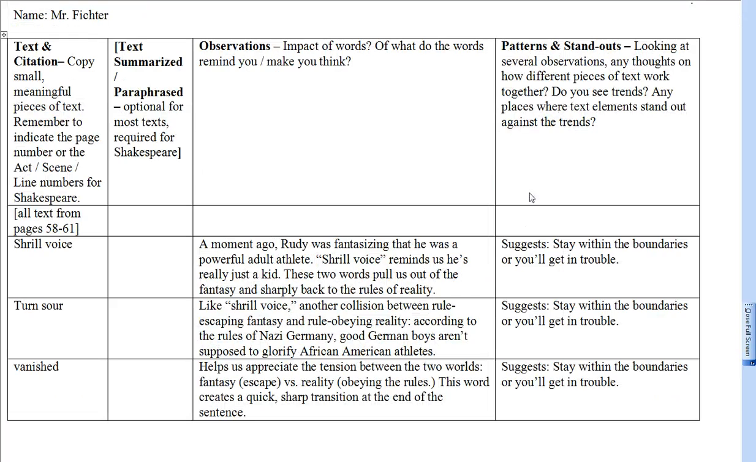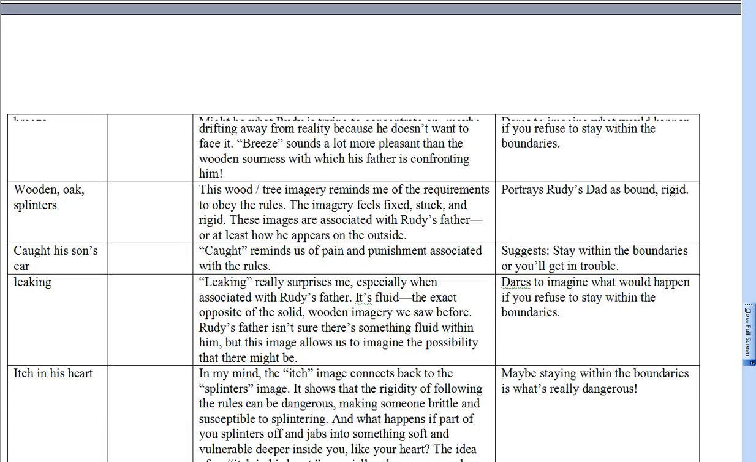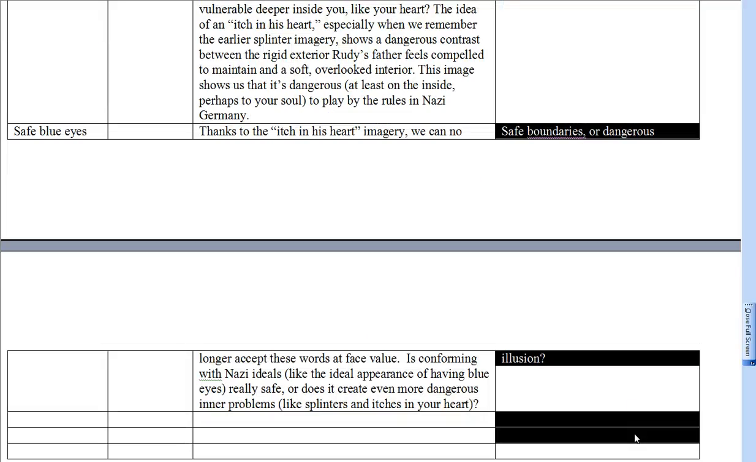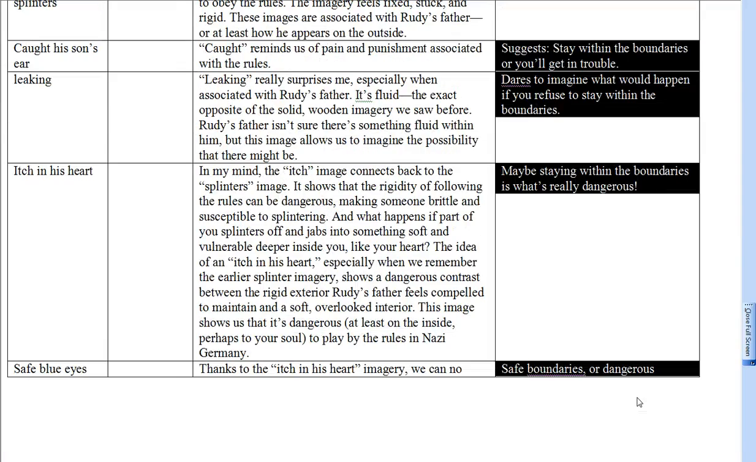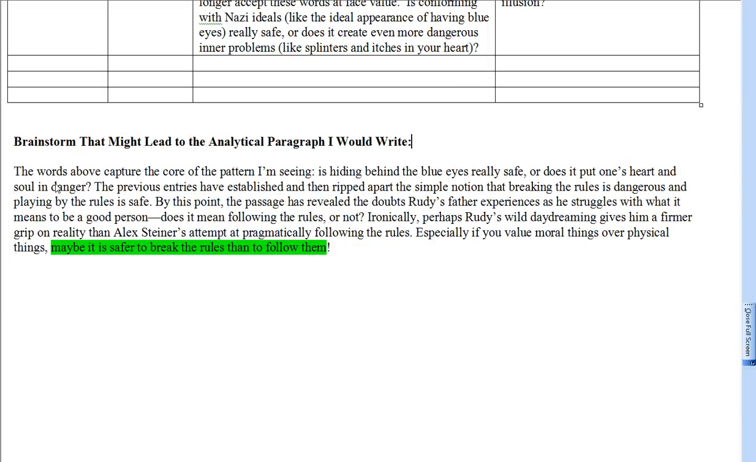So all these pattern observations have helped me to get this cool idea that I'm excited enough about that I think I'm ready to write. Here's a brainstorm I made based on the patterns I was looking at, and you can read it yourself. I'm not going to read it aloud, but highlighted in green is the breakthrough idea that might become the heart of my new analytical paragraph.